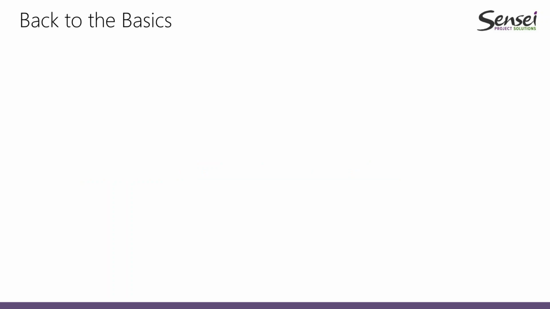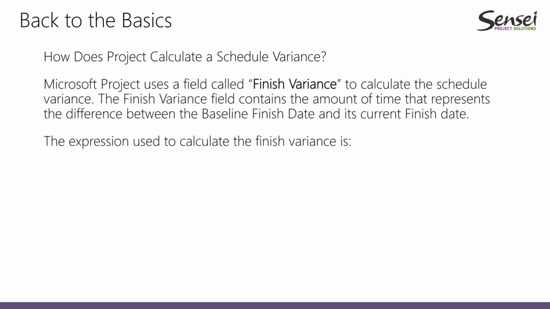So let's quickly understand how Project calculates a schedule variance. How does the software do that? What is a project finish variance, and how does the software calculate it? Here I extracted a small sentence which I will read. It's going to be real quick, but we need to really understand how this software does that.